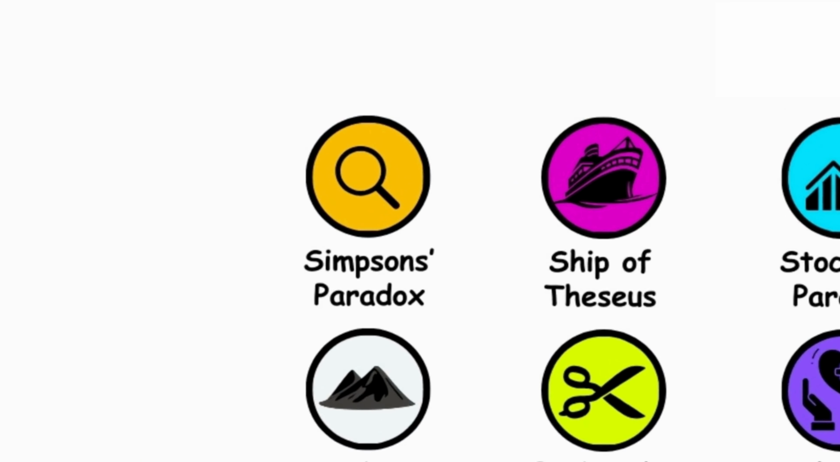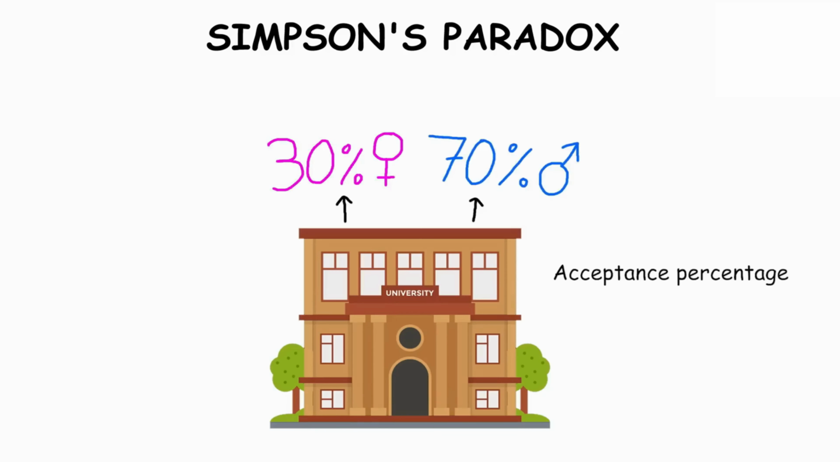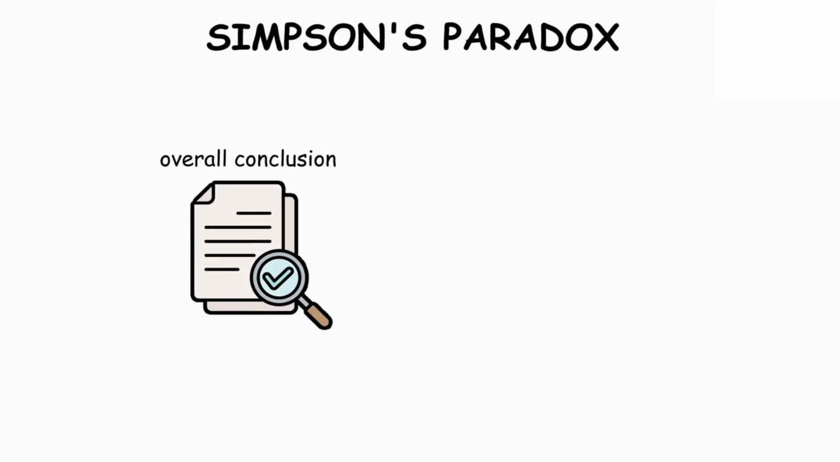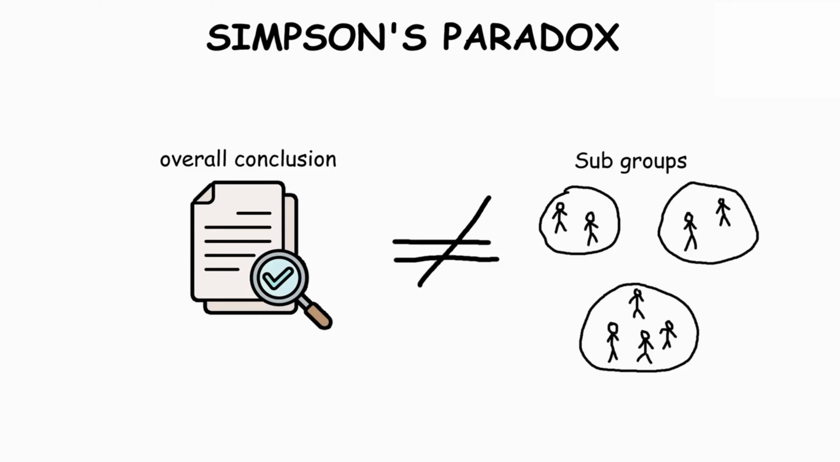Simpson's paradox. It occurs when a trend appears in different groups of data, but disappears or reverses when the groups are combined. This shows that the overall conclusion can be opposite to the conclusions drawn from individual subgroups.